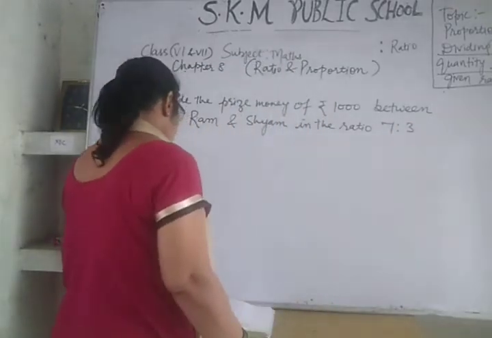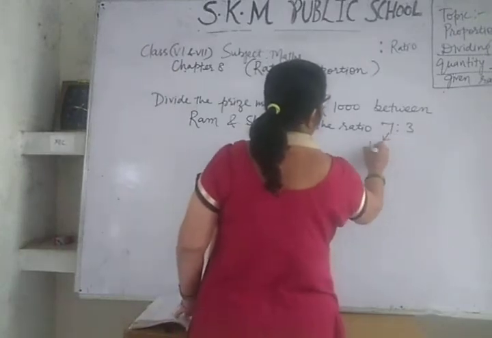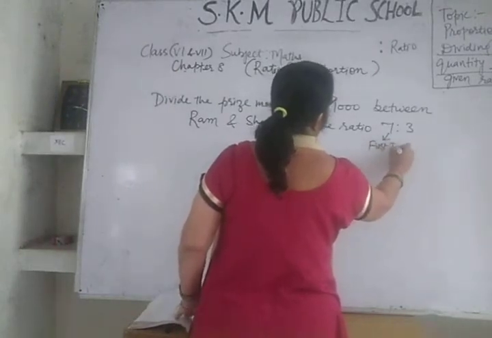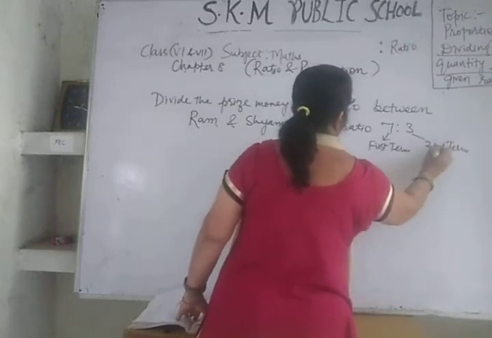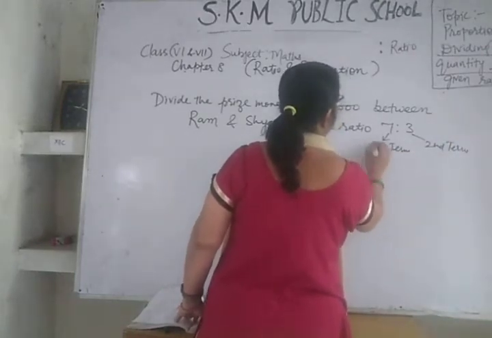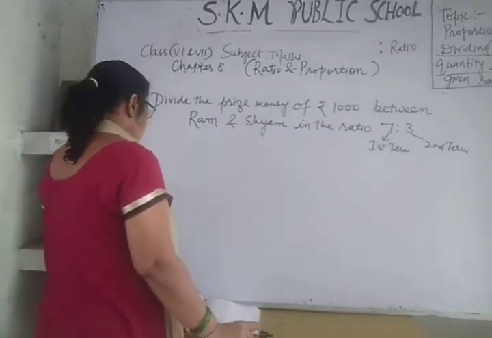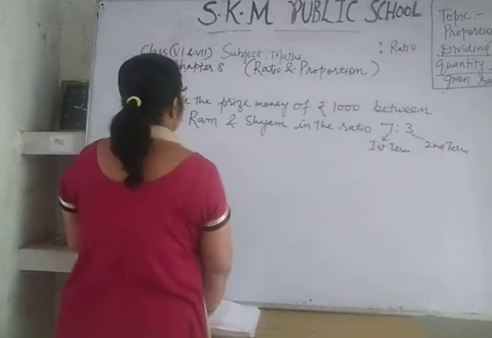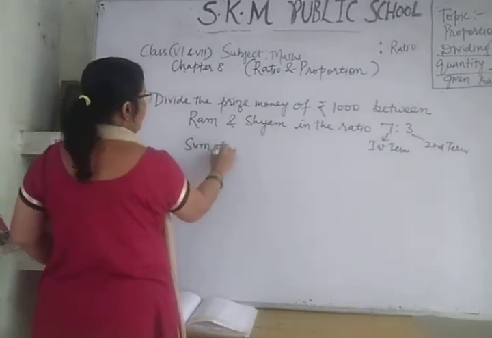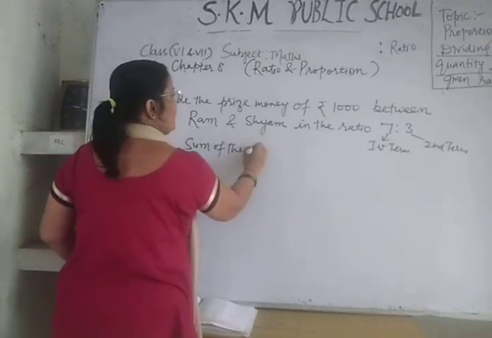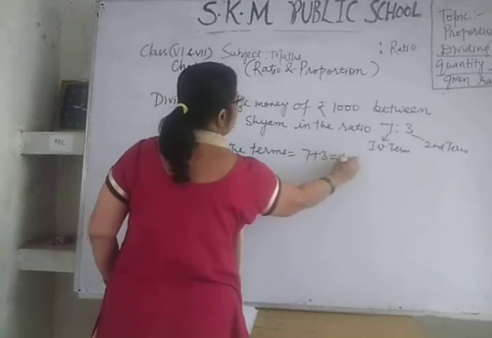The ratio is 7:3. Here 7 is the first term and 3 is the second term. So for the first part, Ram's part, first we will take the sum of the terms: 7 plus 3 is equal to 10.